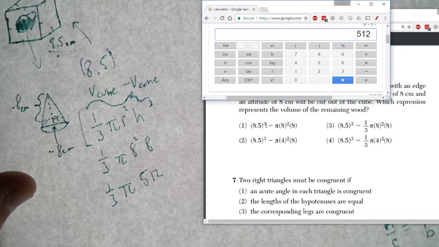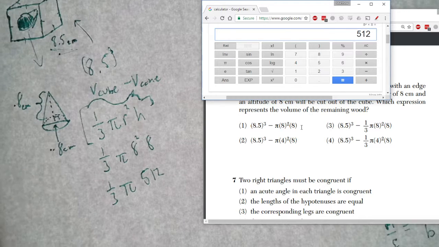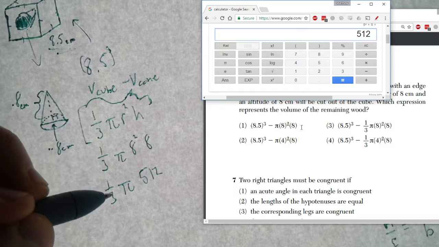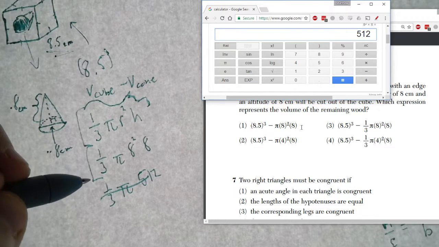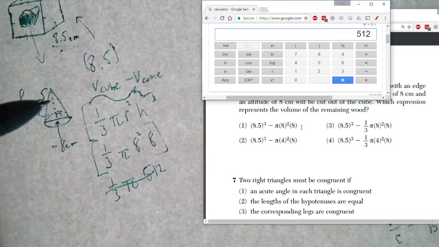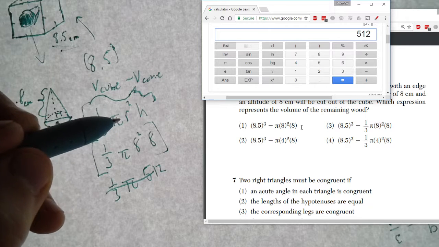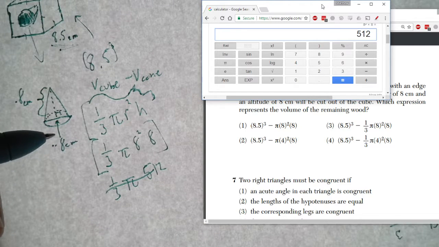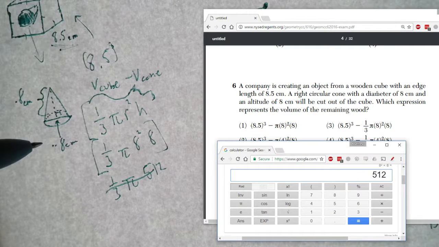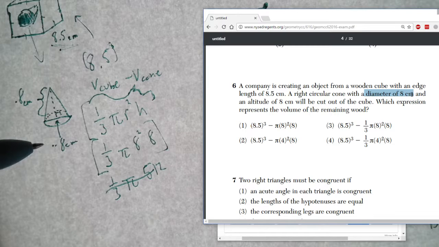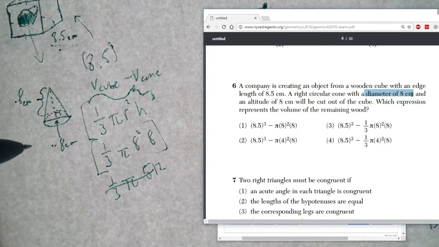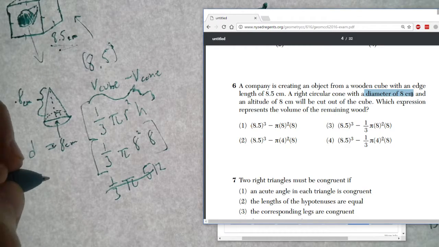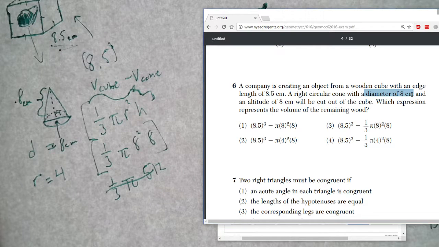Aha. Now looking at the answers, I notice my issue. I don't even need to be doing this part over here. I can just stick with this. But my mistake is it's supposed to be the radius squared. I just took the number that they gave me and squared it. But what did they give us in the question? They gave us a diameter of 8 centimeters. If my diameter is 8 centimeters, my radius will be half of that. It will be 4 centimeters.